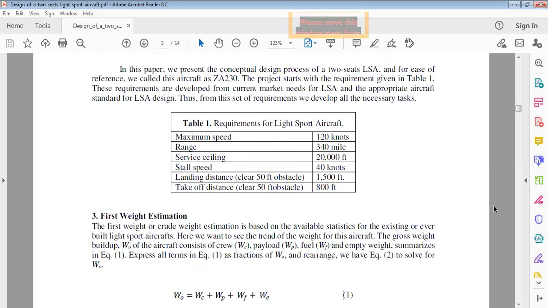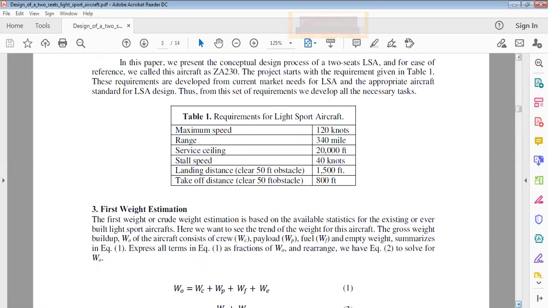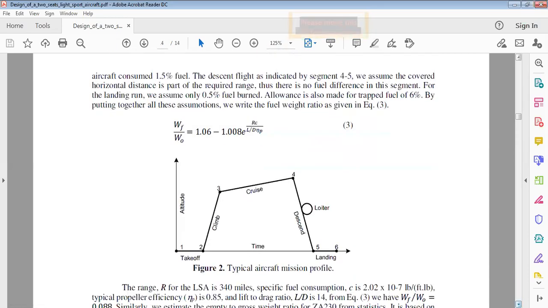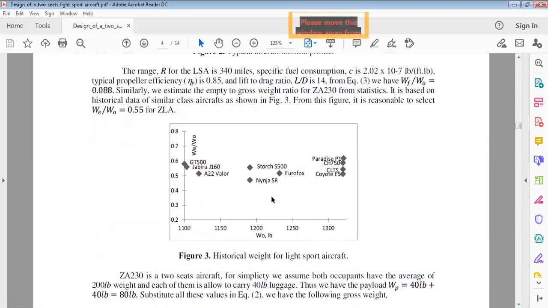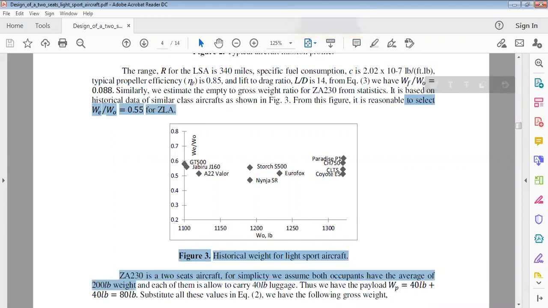Next, we have seen the first weight estimation. Now in this graph we can see the historical weights for light sport aircraft. There are many different types of light sport aircraft, with WE by W naught values for the GT 500, Jabiru J160, 822 Whaler, Stock S500, Ninja SR, Euroflex, and Paradise CH750. These are all the different types of sport aircraft, with W naught as well as the empty weight.